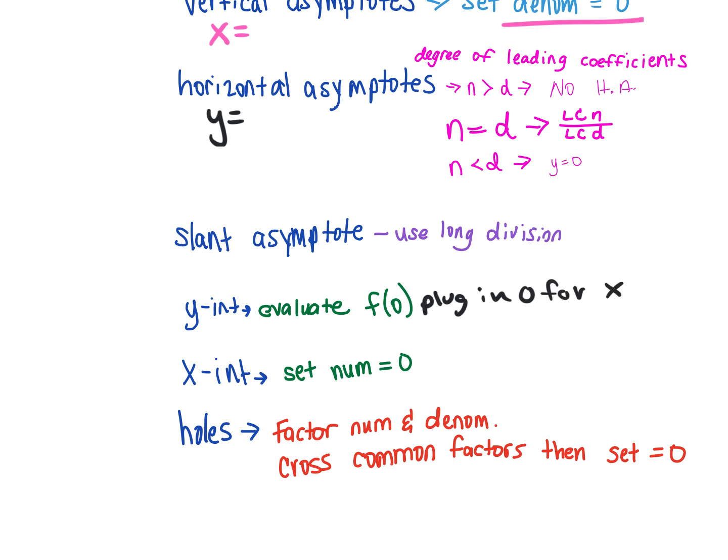To find the x-intercept, we would plug in 0 into y, but kind of like a shortcut of that is you just set the numerator equal to 0. And then we'll talk about holes tomorrow, but to find the holes, we factor the numerator and the denominator. So we'll talk about the x-intercept, y-intercept, and holes tomorrow, and we'll actually graph them tomorrow too.